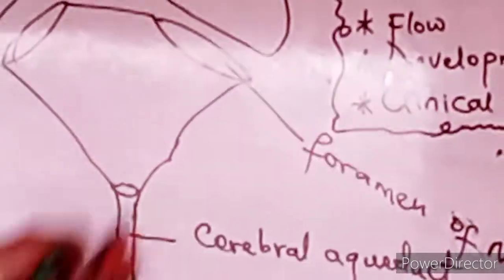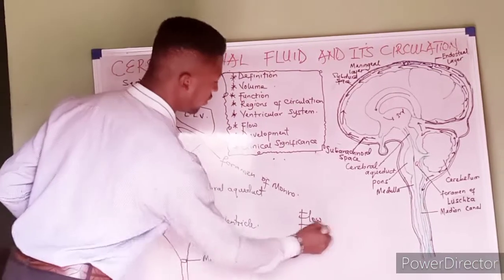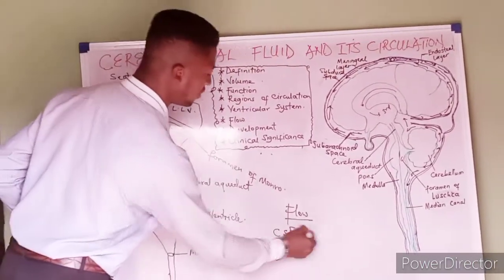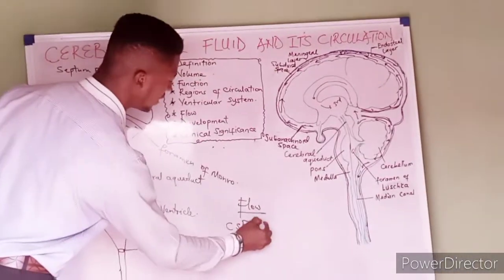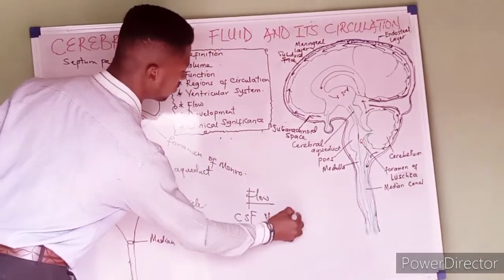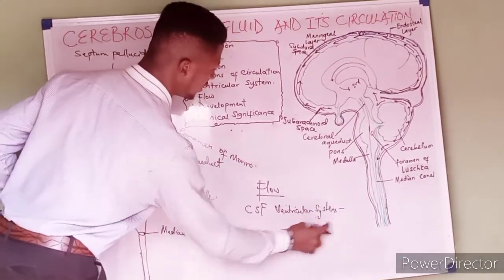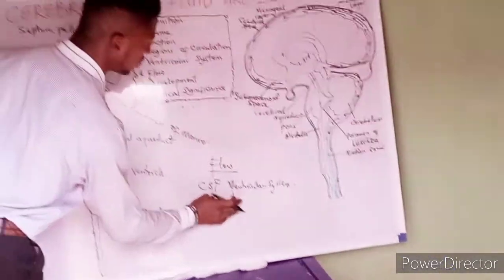Let's talk about the flow. The flow of cerebrospinal fluid in the ventricular system is said to be unidirectional. It is unidirectional.